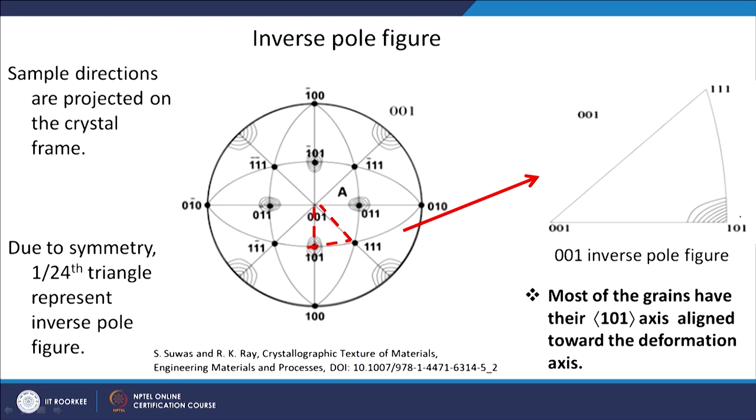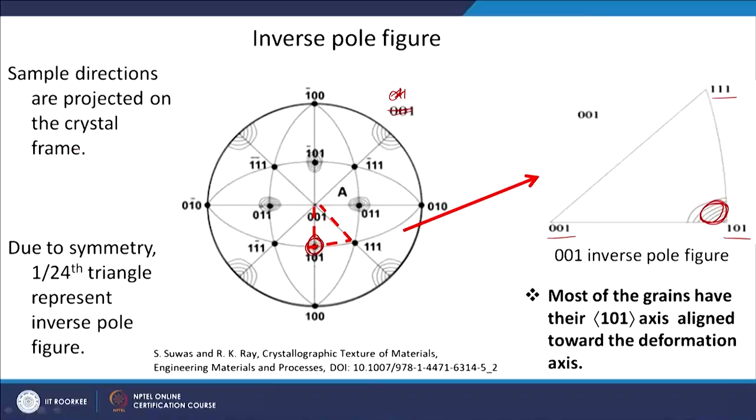If I take this triangle, you can see here also that there is more intensity around 101, as it was here around 101. This is the standard triangle we are taking, 001, 101, 111, that is what is shown here. And this is not a 001 pole figure, it is a 011, all the poles are shown. So, this is how you can plot an inverse pole figure map.